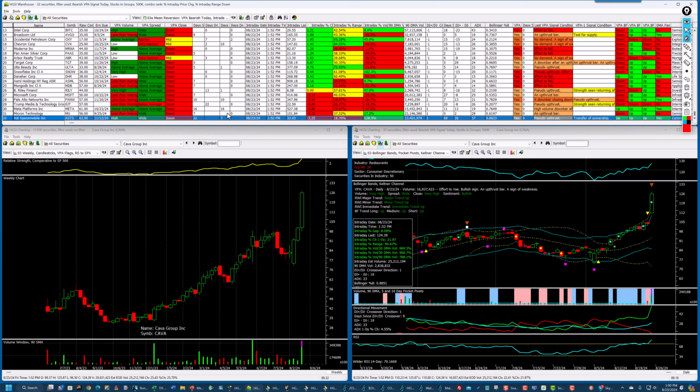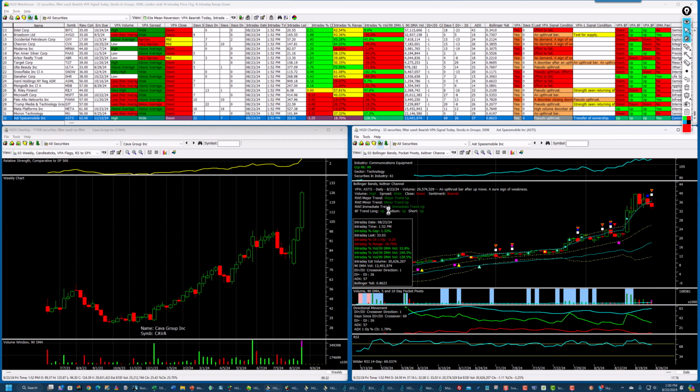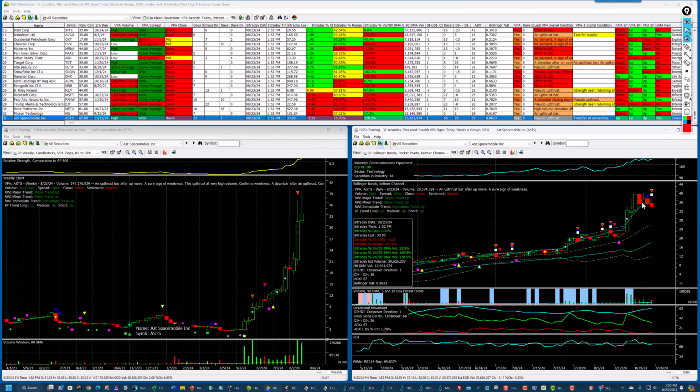Here's ASTS, been extremely volatile. It's had a huge run up, but today I can see that there is some profit taking in here. Let's just bring it up. And you can see that it was trading outside the bands here. Bands are behind the candles, but it's running into resistance. It's just run too far too fast. The weekly chart is obviously up, but it's at a position now where it's a potential trade to the downside.